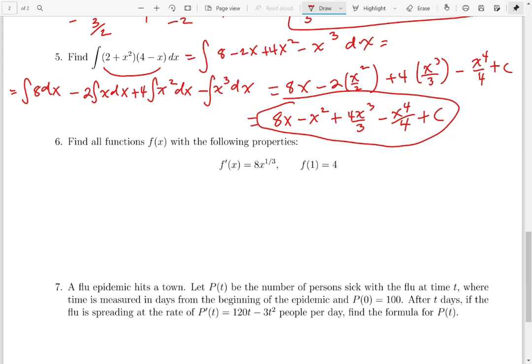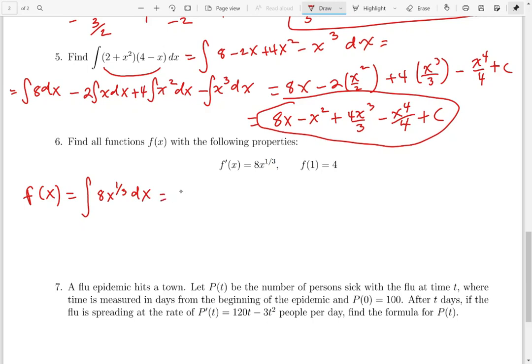So we won't be looking for all the integrals. We'll be looking for a very specific integral where the constant ends up giving us f of 1 is equal to 4. Alright, so let's write all this out. So specifically, we don't know what the function f of x is. But we do know that if we take the integral of f prime of x, that's going to give us f of x. So the integral of 8x to the 1/3 dx will give us the correct antiderivative, which will give us at least the form of f of x.